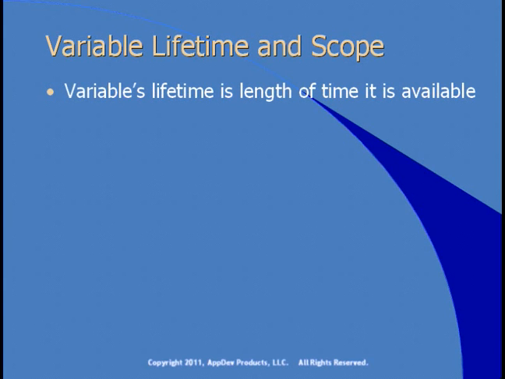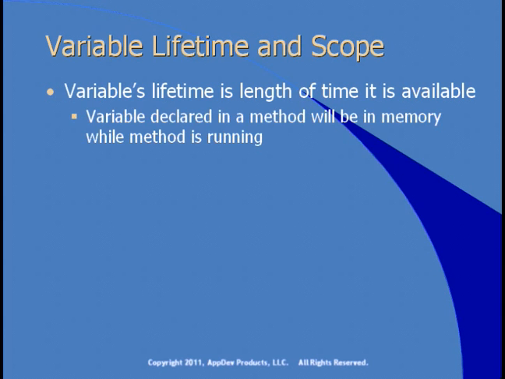Variables have a lifetime and a scope. The lifetime of a variable represents the length of time that the variable is available to you to use in your code. If you declare a variable in a method, that variable will be in memory while the method is running. When the method's done running, the variable is no longer in memory.